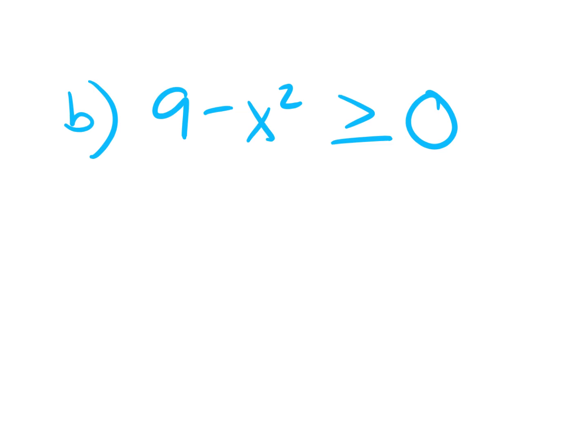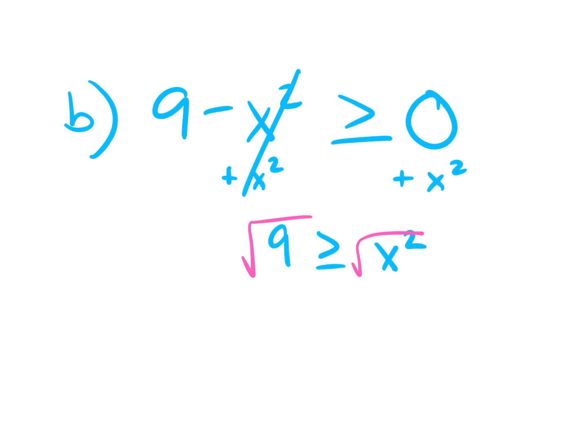So how would I solve for x here? We could do that, or what else could we do? Add x squared to the other side. Either way would work. So 9 is greater than or equal to x squared. We don't have x all by itself. What would I do next? Square root both sides. So square root cancels out the squared.